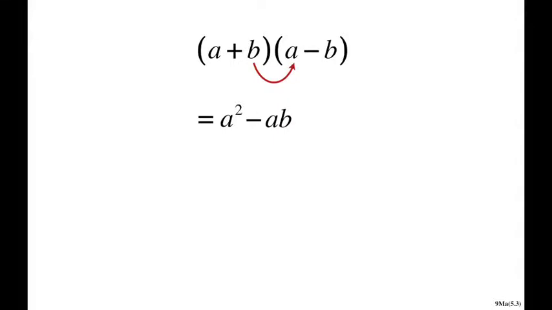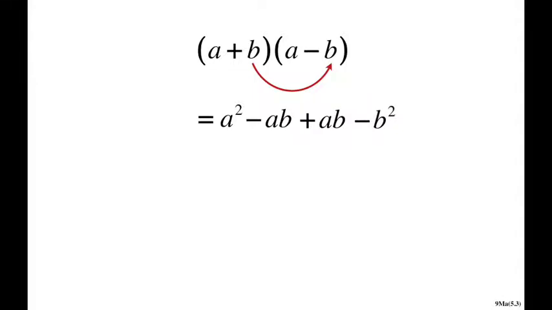Now we multiply the inside terms. B times A, and they're both positive terms, gives plus BA, which can be written as plus AB. Doesn't matter if it's BA or AB, they're the same letters. And the two last terms are positive B, so we're timesing a positive B to the negative B, and they multiply to give negative B squared.